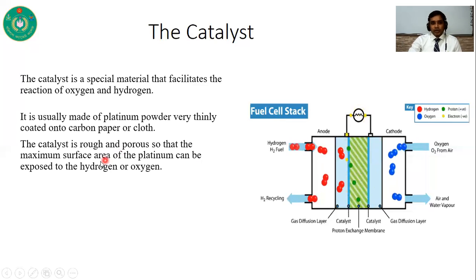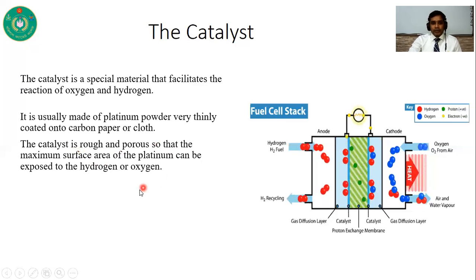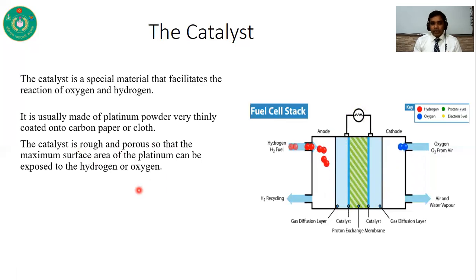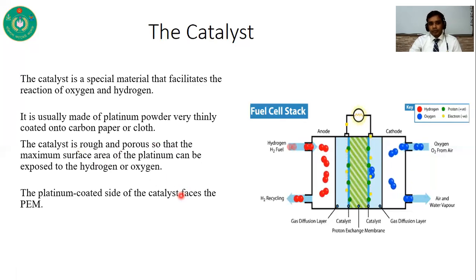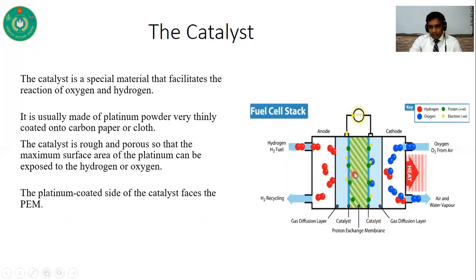So we use a rough and porous catalyst so that the maximum surface area of the platinum or nickel catalyst is exposed to the hydrogen and oxygen, to react fast. So the platinum coated side, you can see, this platinum coated side of the catalyst faces the proton exchange membrane.